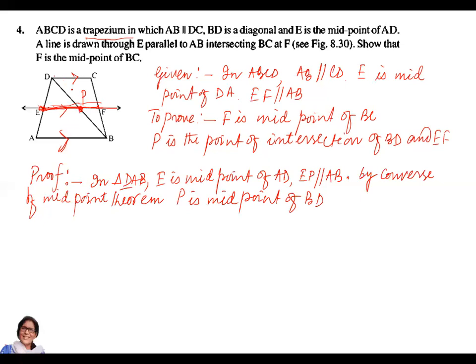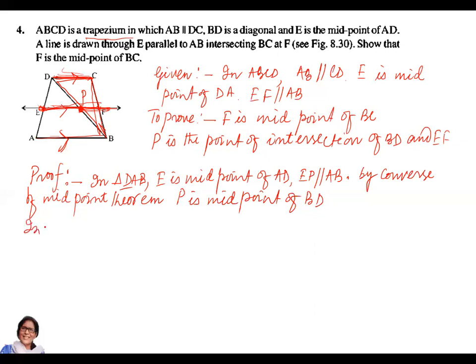Now I'll take triangle DCB. Here we have proved P is the midpoint. PF is parallel to CD. Why? PF is parallel to AB, and AB is parallel to CD. So PF is parallel to CD. So certainly F will be the midpoint of BC. Just logically we are writing.